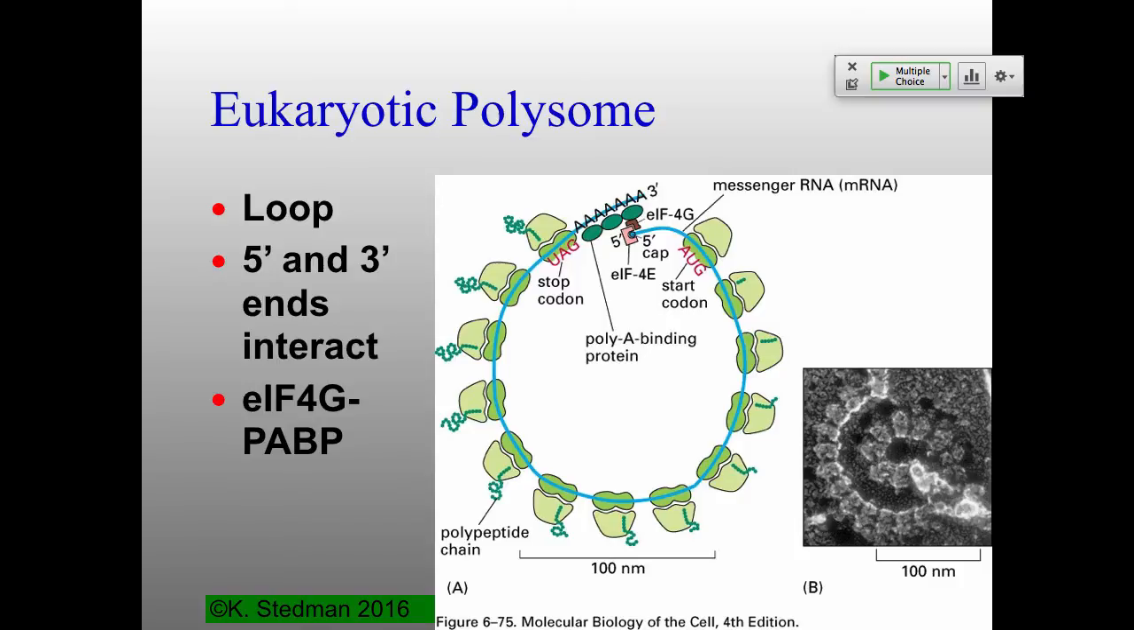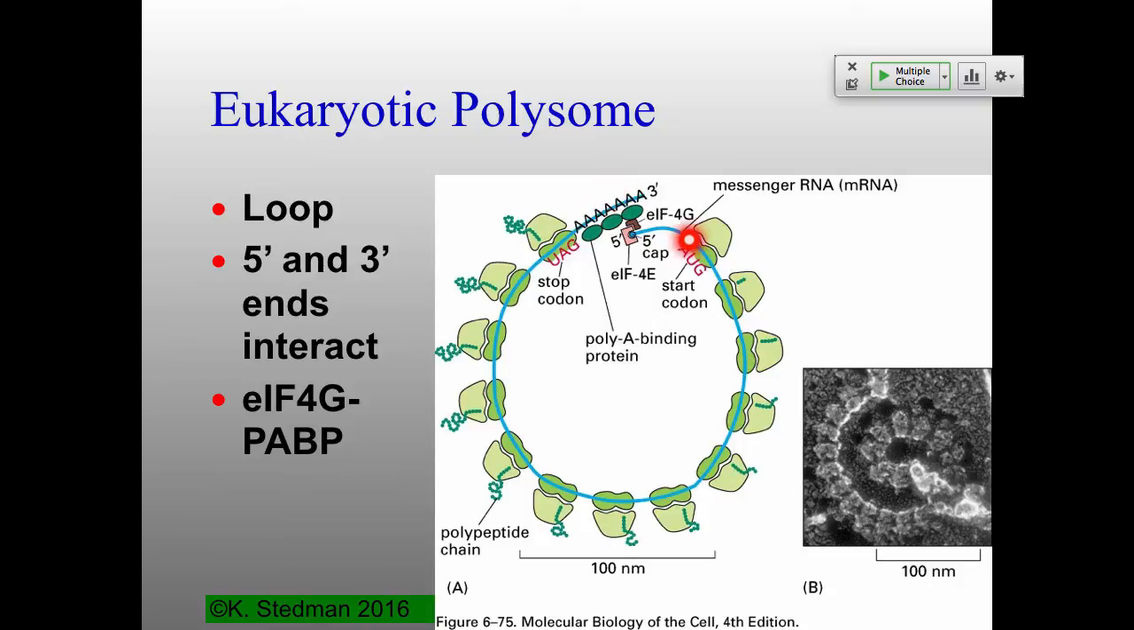So as I mentioned when we first talked about initiation in eukaryotic messenger RNAs, these are all looped structures. So the 3' end and the 5' end are right next to each other because eIF4G has this bridging activity. It interacts with eIF4E, which is bound at the cap, and the poly A binding protein, which of course is bound at the 3' end of your messenger RNA.